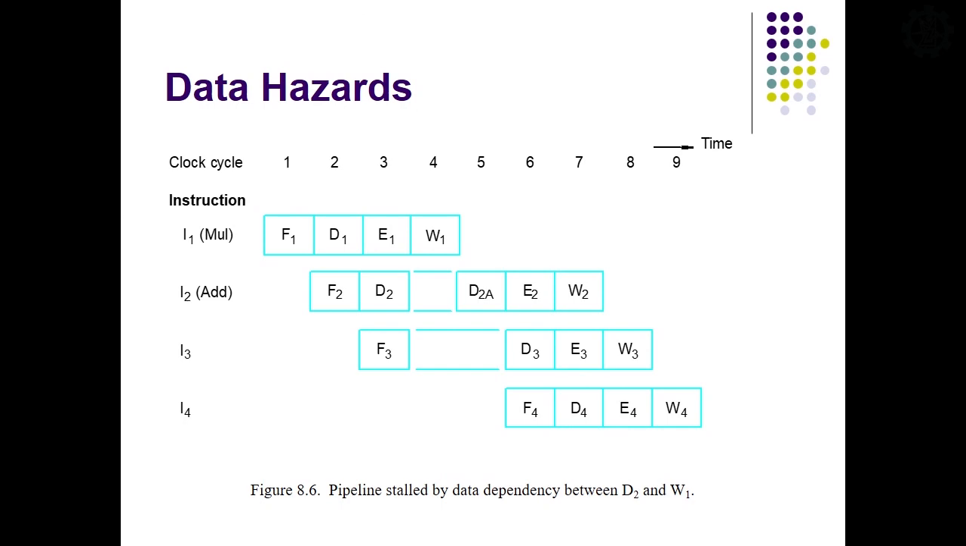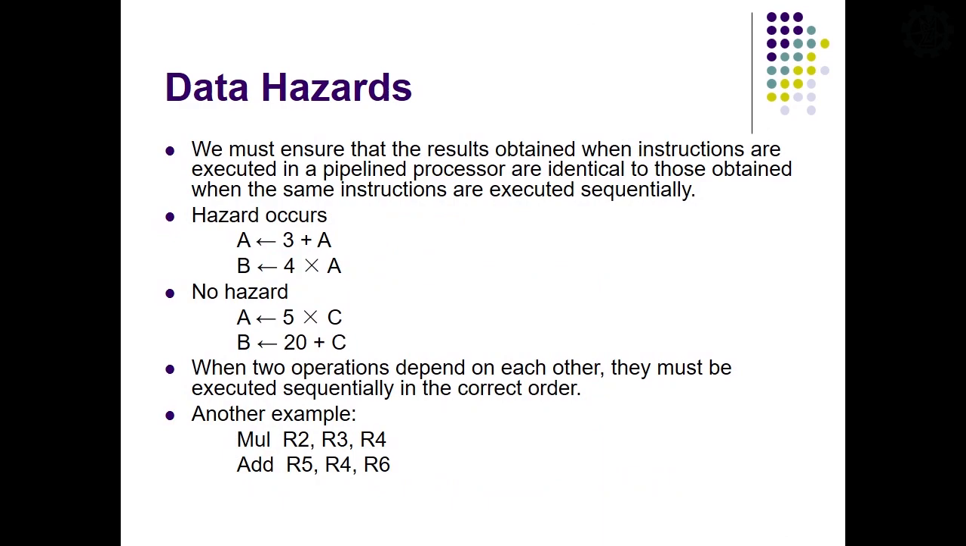So, what happened? There are 2 instructions, one is multiplication, another is addition, and there is a dependency between them. This is A equals 3 plus A, and then B equals 4 into A. There is a direct dependency: this is the destination and this is the source for the other instruction. If there is this type of dependency between 2 consecutive instructions, what will happen? If they are not consecutive, there is no problem. I will explain in the next class.